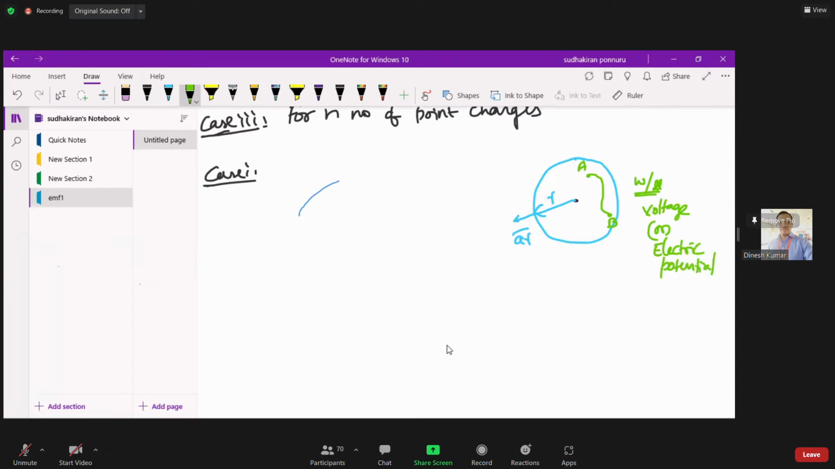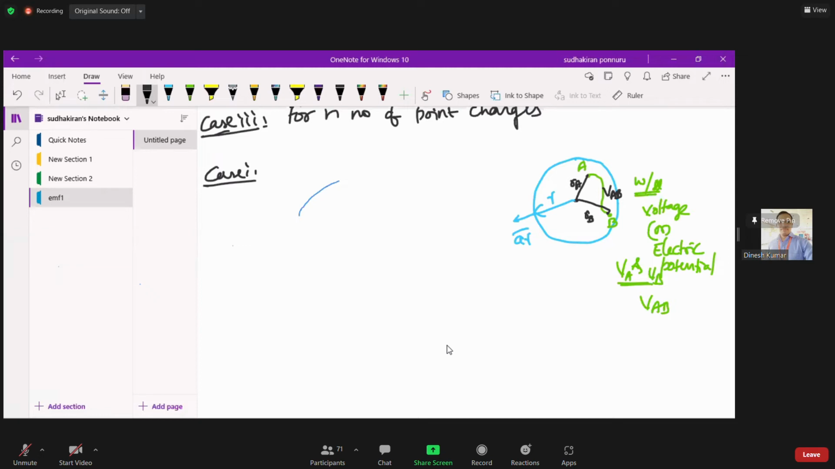Okay, so we have to find the difference between VA and VB. These two will give the potential difference between these two points, that is VA and VB. So for that, what are we going to take? The location of point A is at a distance of RA, and the location of point B is at a distance of RB. And now we have to find the value of VAB.